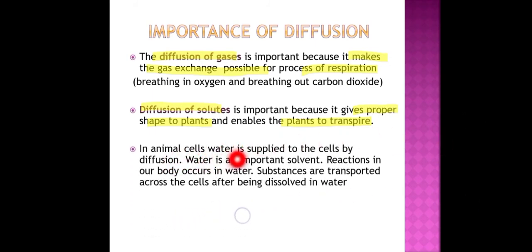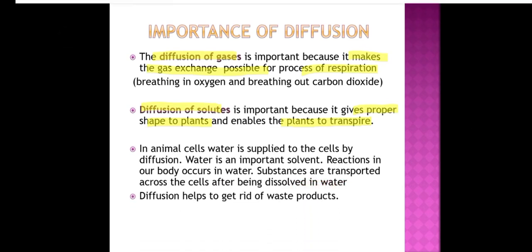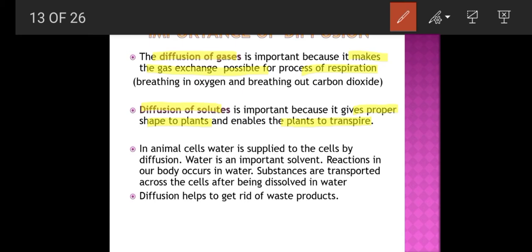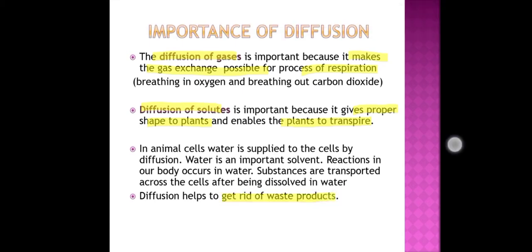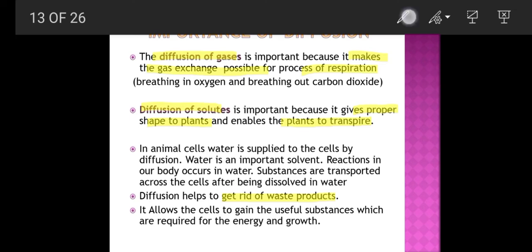In animal cells, water is supplied to the cells by the process of diffusion. Water is an important solvent. All the reactions in our body occur in the presence of water. So substances are transported across the cells after being dissolved in water. Diffusion helps to get rid of waste products, and it also allows the cells to gain the useful substances which are required for growth and energy.